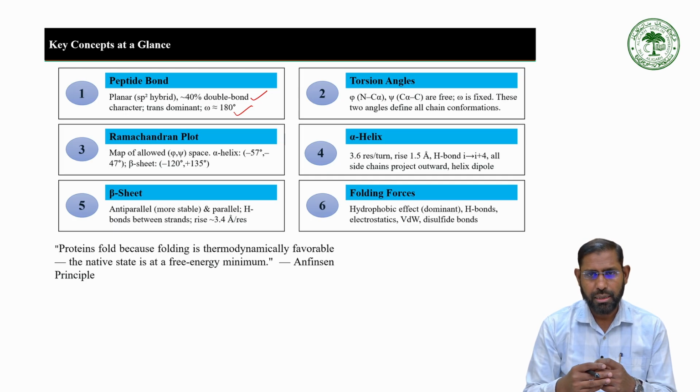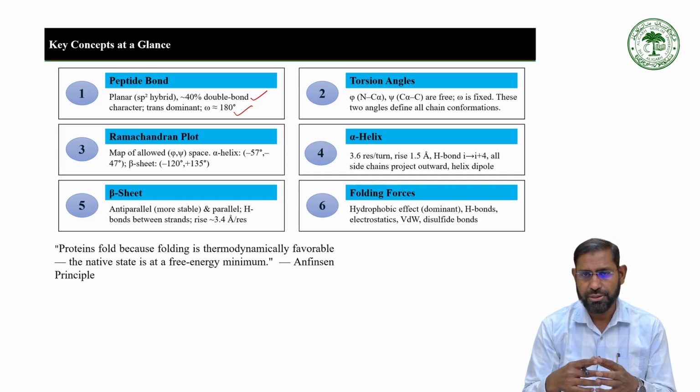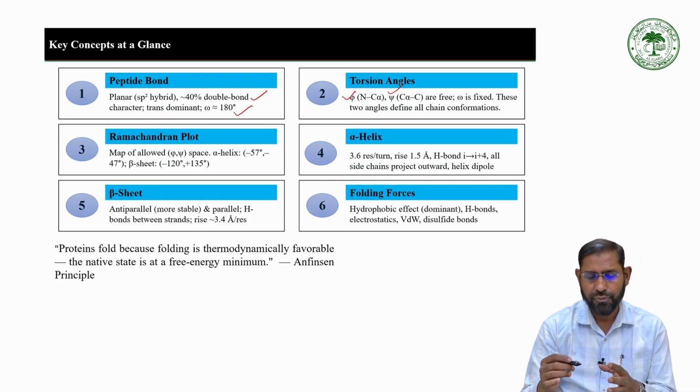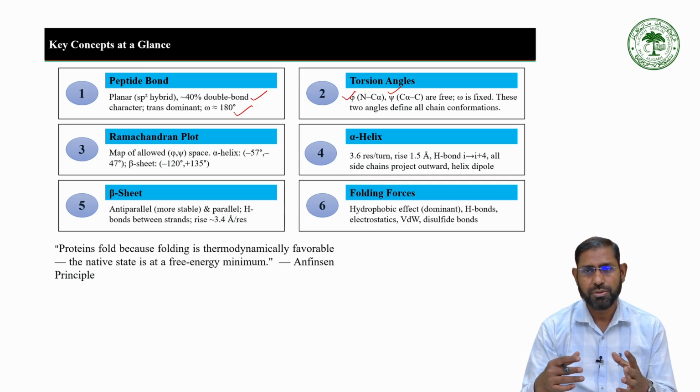Then there are two angles formed around the peptide bond, called torsion angles, which provide the twist or structural conformations, and they are called phi and psi. Phi is formed between nitrogen and C alpha, and psi is formed between C alpha and carbonyl carbon. They are free, and these two angles define all chain conformations, because the peptide bond itself does not rotate, but these bonds have rotation, called torsion angles.